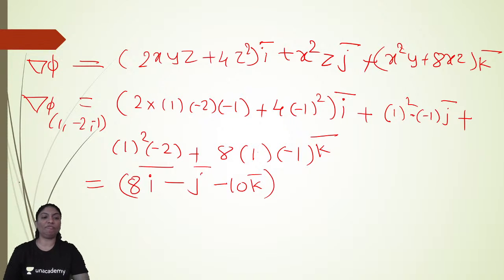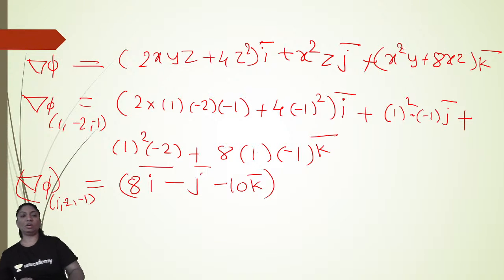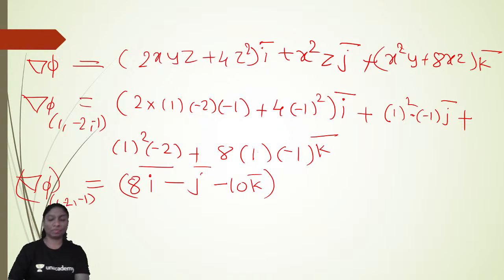This is our del phi at 1, minus 2, minus 1. Now we will see, 8 i bar minus 2 j bar minus 8 k bar, your del phi at point P.